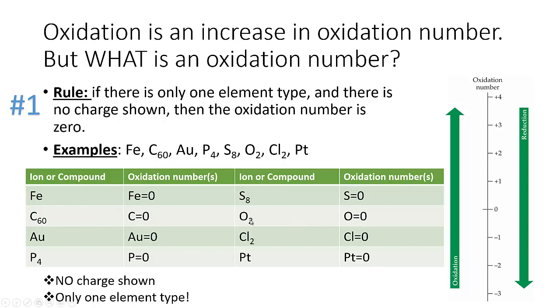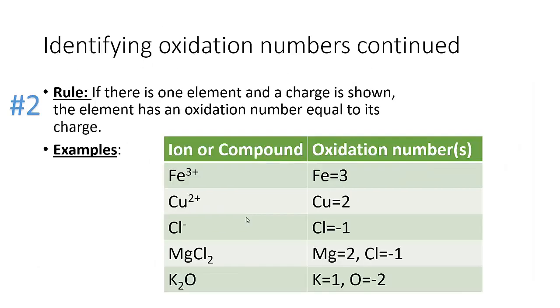Same for the rest of these. Looking at oxygen, most students want to quickly say oxygen is -2, but that's not true, because if you have 2 oxygens and they each have a -2 charge, then that would mean the whole molecule of O2 has a -4 charge, and it doesn't. It has a 0 charge. So since there's one element type, oxygen, and there's no charge shown, the oxidation number is 0. And that's the way it is for every single atom that is only one type and has no charge shown. That's rule number 1.